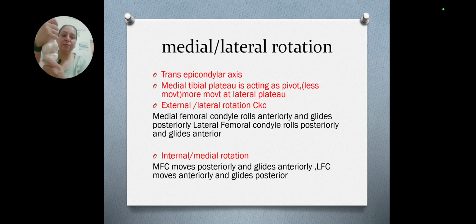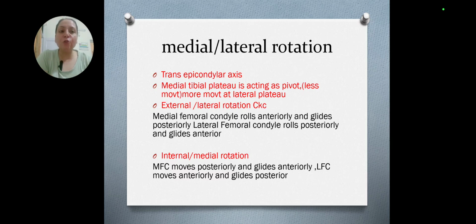Whenever lateral rotational movement is taking place, the medial femoral condyle rolls anteriorly, and the lateral femoral condyle rolls posteriorly. This is as simple as it can be. So these are the movements. Let us go through the slide.